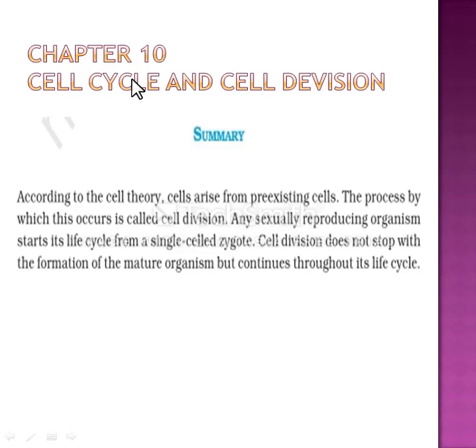Chapter 10. Cell Cycle and Cell Division. Summary. According to the cell theory, cells arise from pre-existing cells. The process by which this occurs is called cell division.